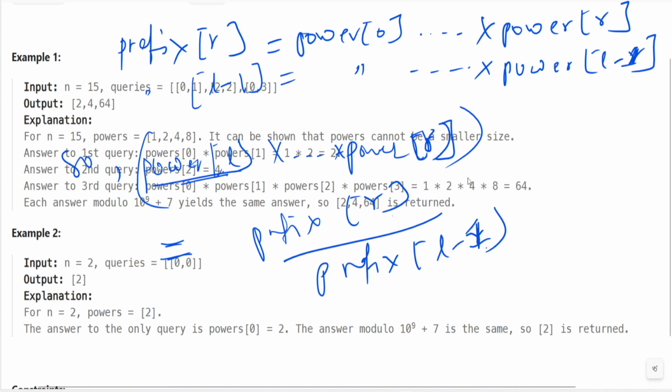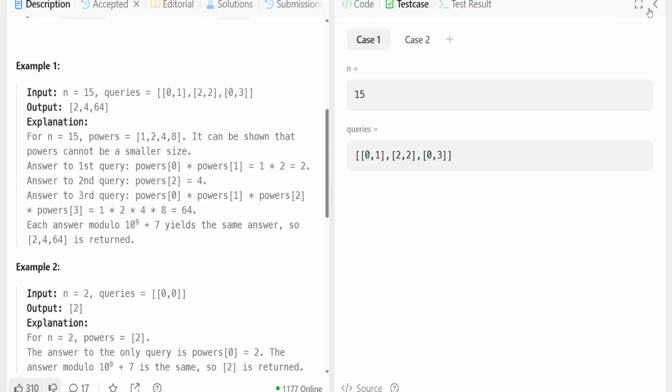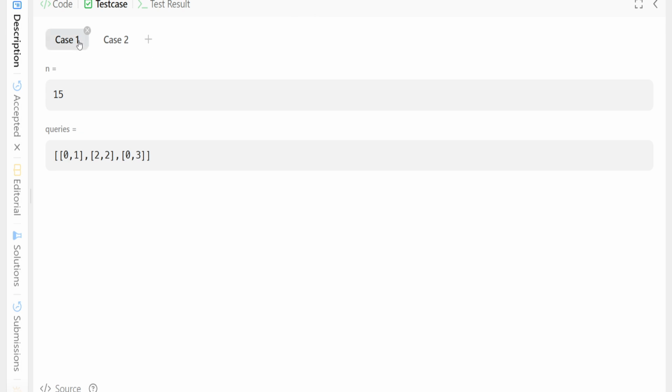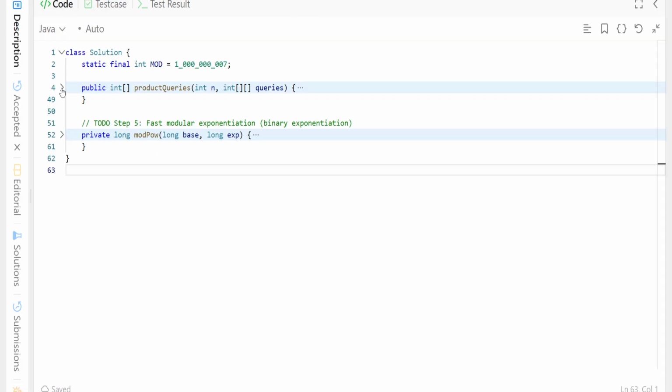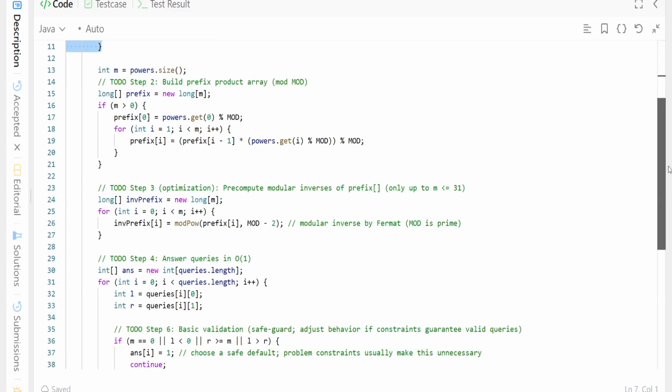Better let's understand the code so you can understand easily. It's not a tough question. Very first we need the mod, and we are given n and the queries. Very first, we extract the powers of 2 from n. For that we have the power, and we can get it like this. We have to pre-compute this power.